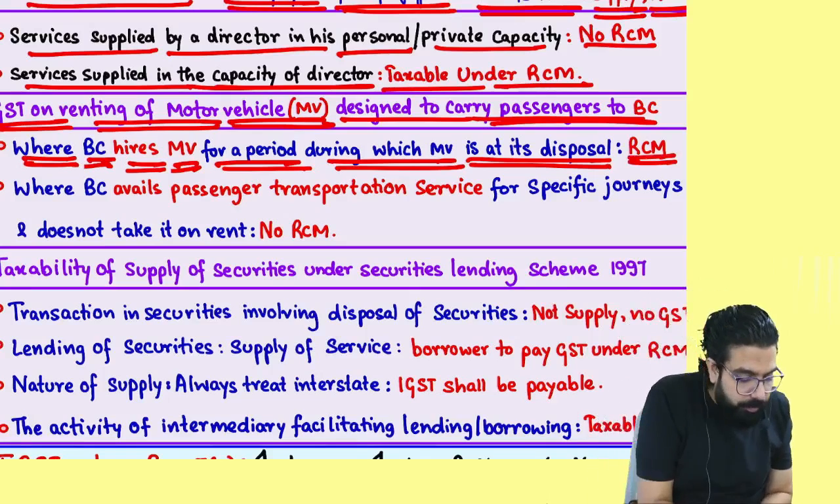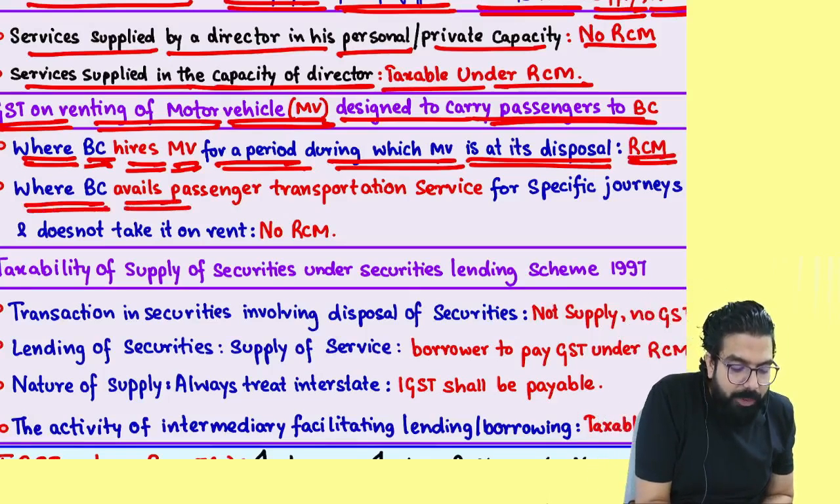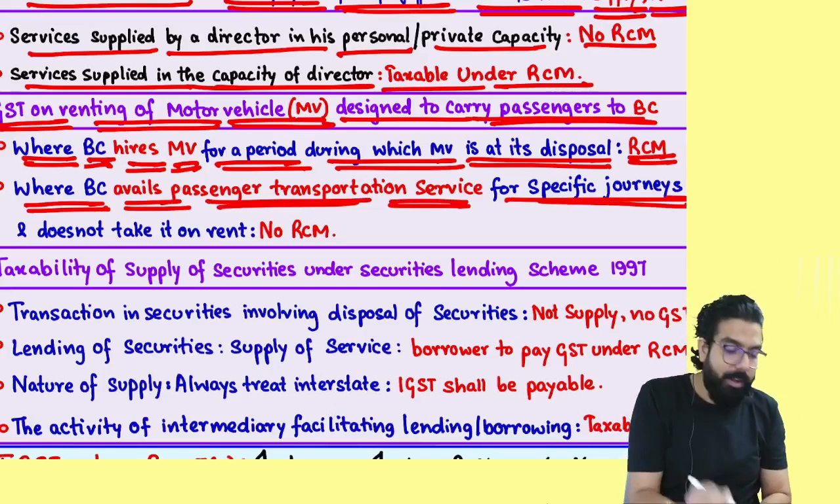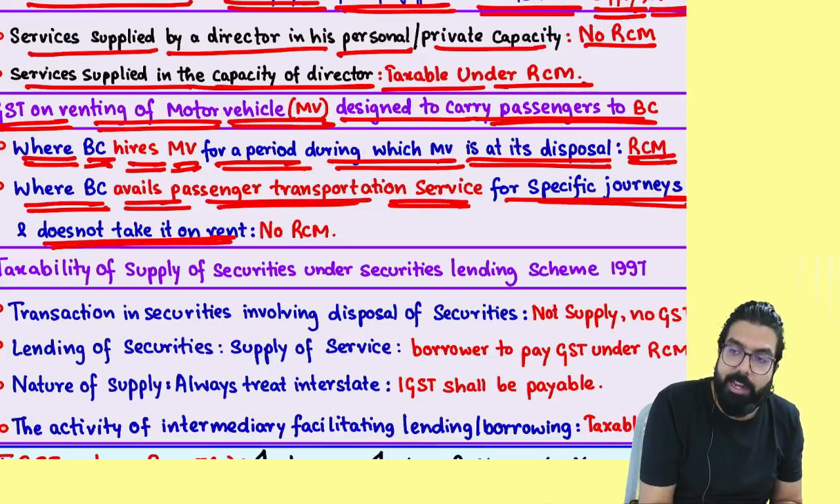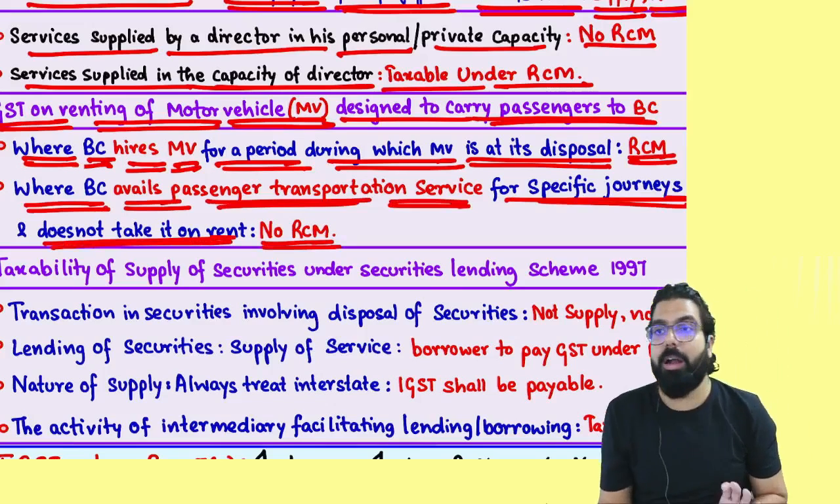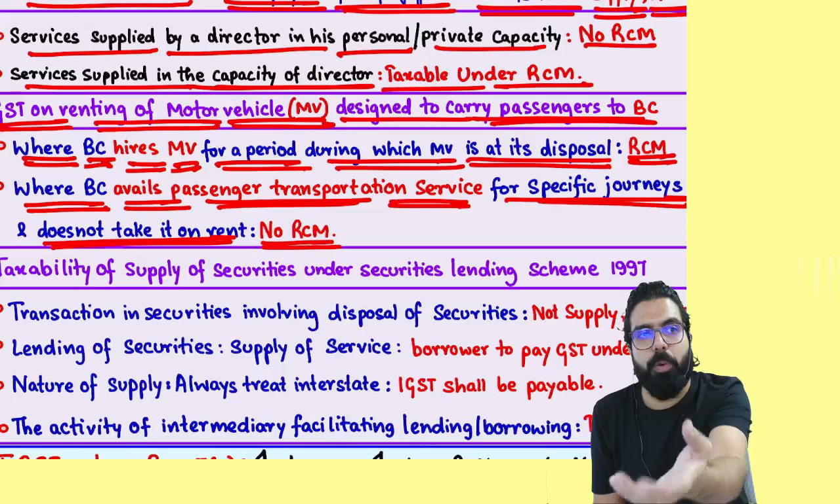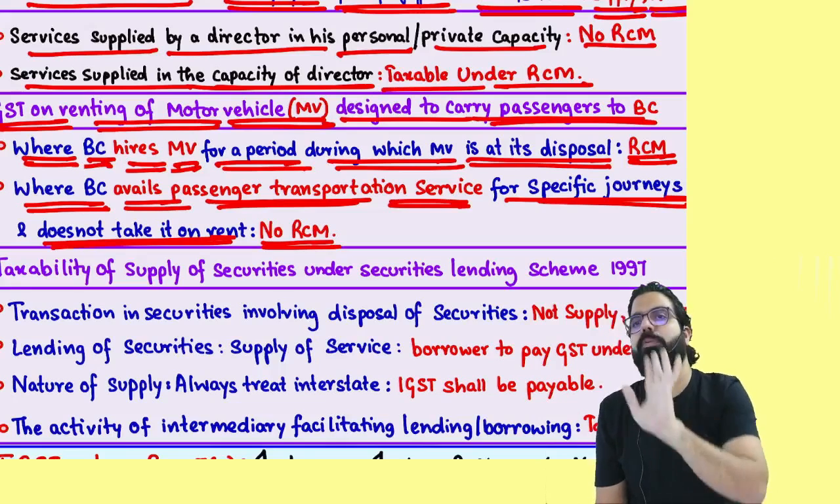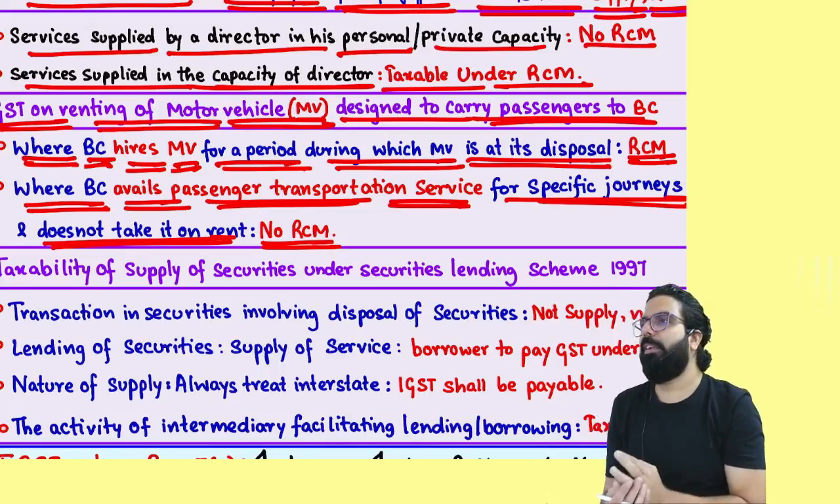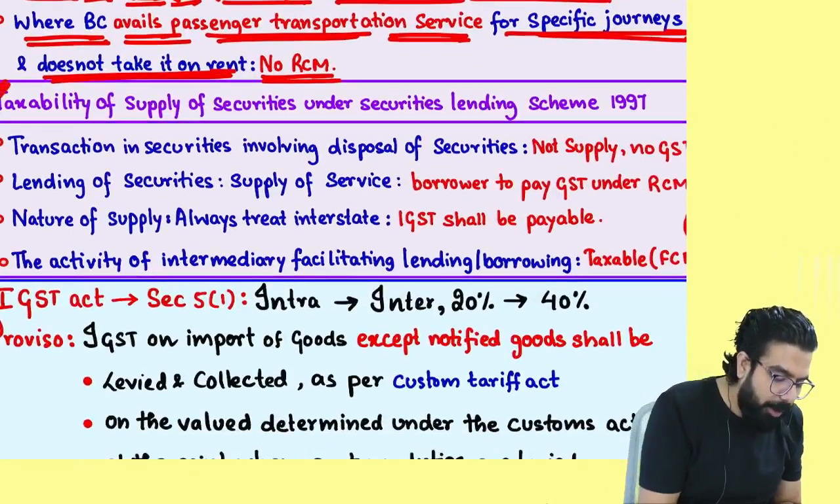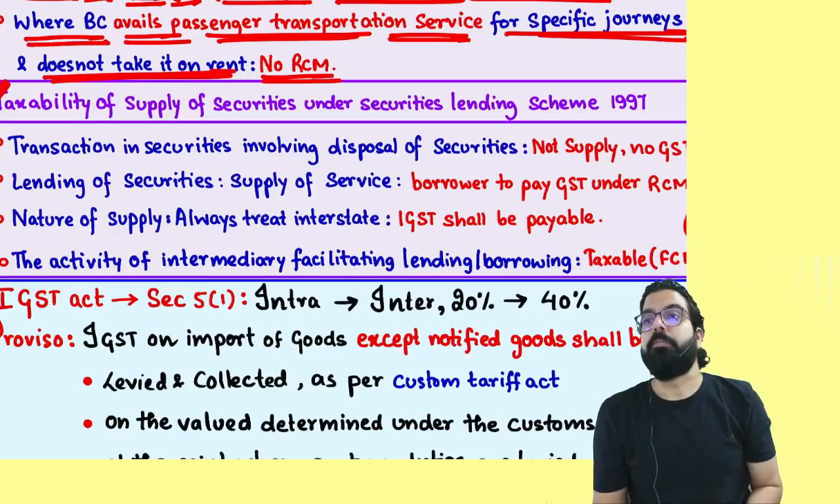But where a body corporate avails passenger transportation service for a specific journey, always remember, and does not take it on rent, then there will be no RCM. The body corporate took some tickets from me, so I will charge GST under forward charge mechanism. They don't have to pay any GST under RCM.